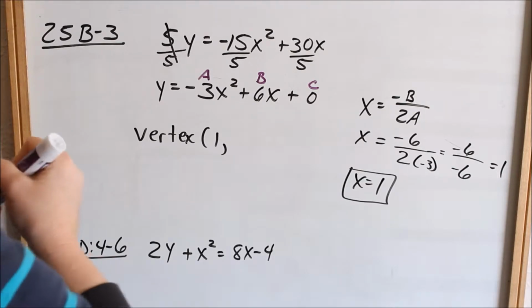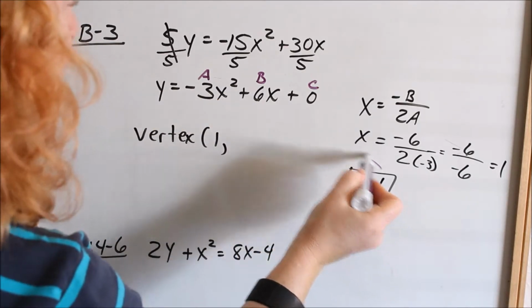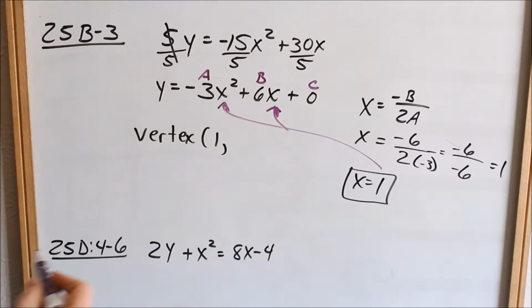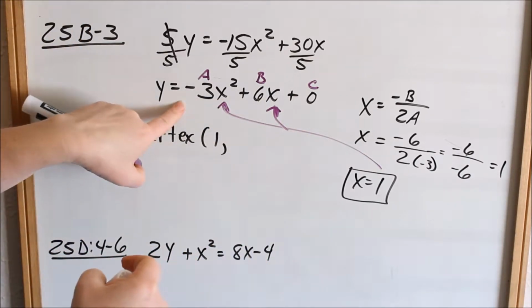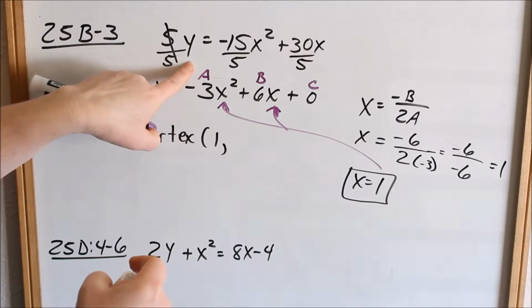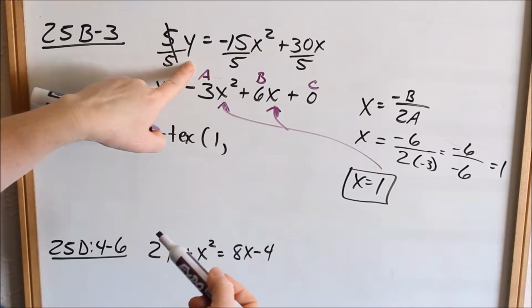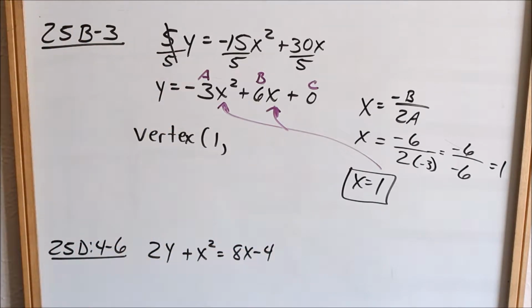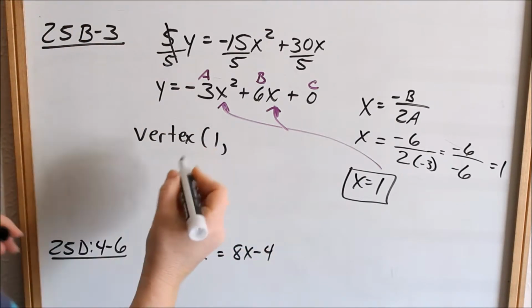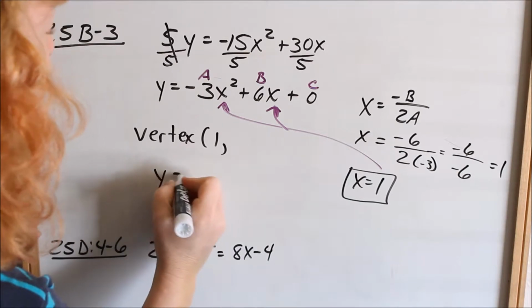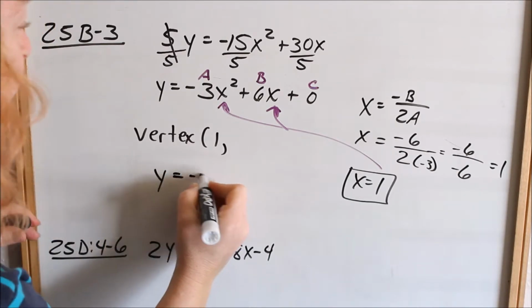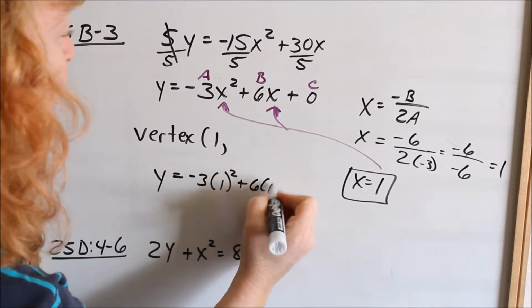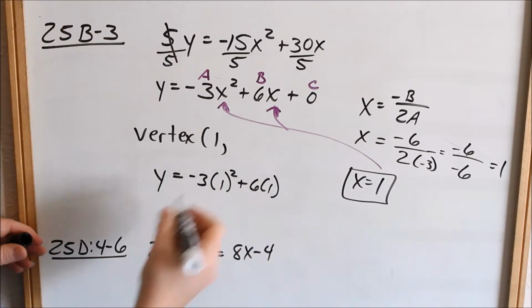So how do I determine my y-coordinate? I take this and plug it back into my equation everywhere I see an x. I'm going to go to this general form equation. You can go back to the original. It's probably better to go back to the original, but I'm going to go right here. Everywhere I see an x, I'm plugging in a 1 so I can figure out my y-coordinate. Because y equals -3 times 1 squared plus 6 times 1, and then I don't need to write +0.